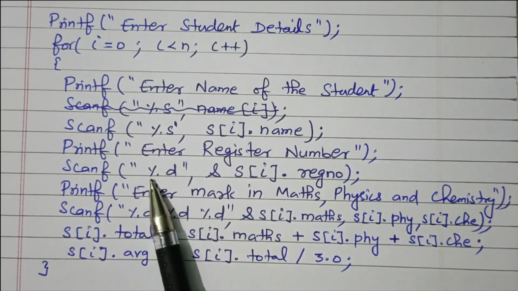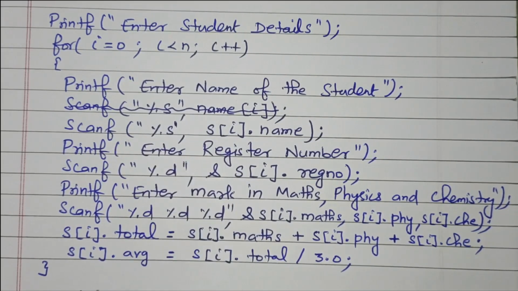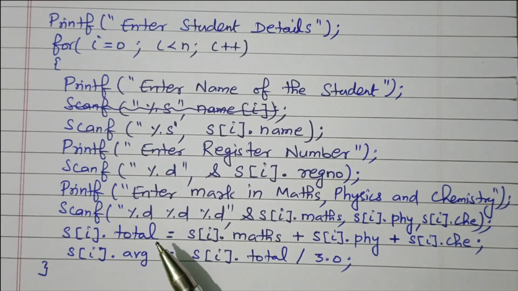For example, if n equal to 5, it will be repeated 5 times. The corresponding data are stored in s of 0, s of 1, s of 2, s of 3, s of 4. Like that it will store. Now, for example, n equal to 5 means we got the 5 student details, and for all 5 students we calculated the total and average also. Now we can display the details of the students.